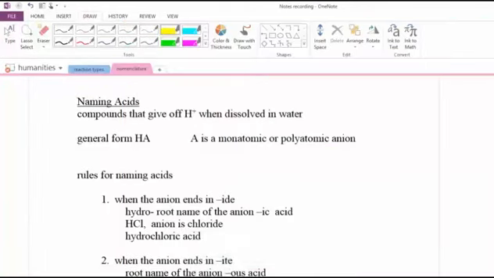So, last thing we have in our naming unit, nomenclature unit, is naming acids. So, an acid is HA. H for hydrogen, A for an anion, any negative ion. So, you have to look at the anion, the part that's not hydrogen.